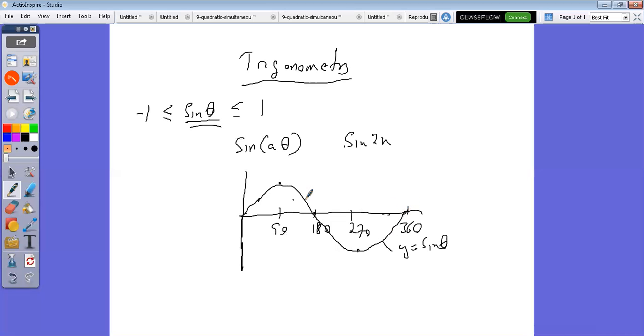Because I'm sure you know that one wavelength is 360 degrees, one complete wave. But what happens now if we say y is equal to sine 2 theta? Let's look at this. If you say sine 90, 90 times 2 becomes 180. Can you see that? So if I was to redraw this graph, the amplitude remains the same. So this never affects the amplitude. It affects only the wavelength of the graph. Whatever value you put, sine theta will always be between one and negative one. So the amplitude does not change, but the wavelength changes.